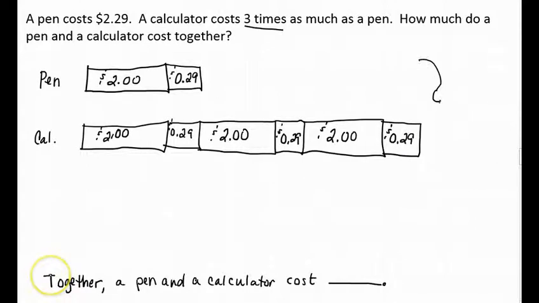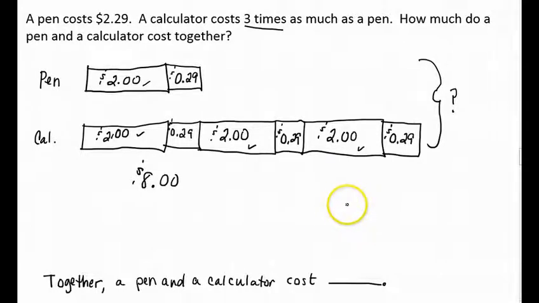The final answer is the combination of both the pen and the calculator. So let's see, I can start by adding my groups of $2. So I have 1, 2, 3, 4. Well, 4 times $2 would be $8. And now I also have 4 groups of 29, 4 groups of 29 cents.